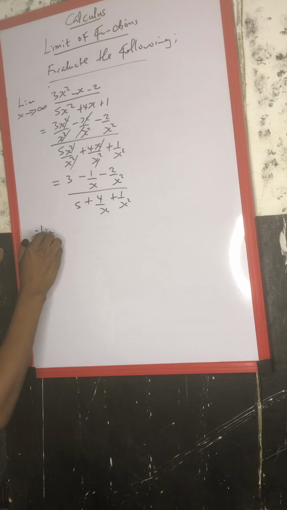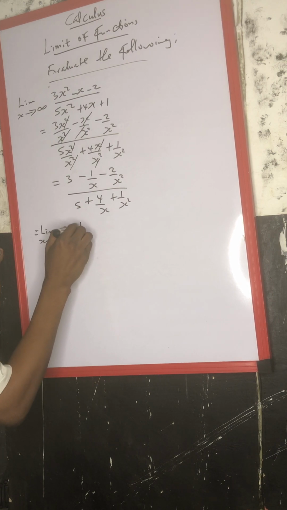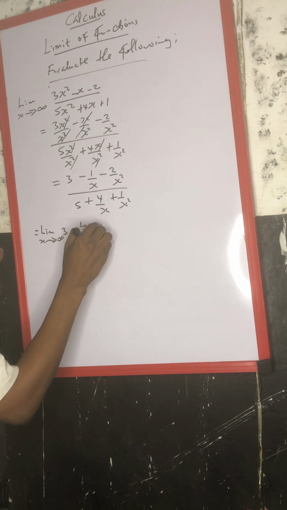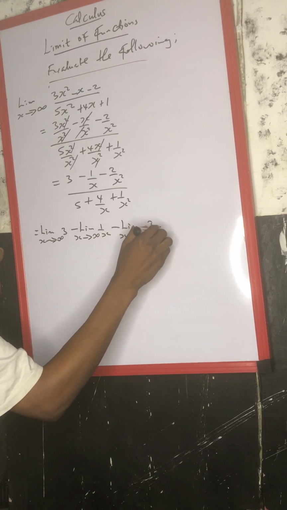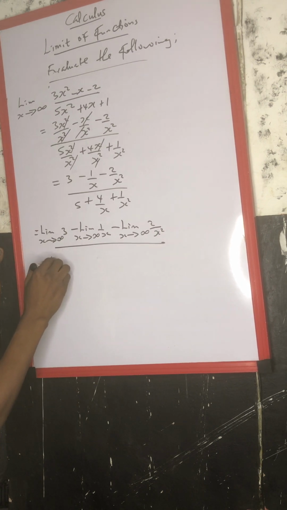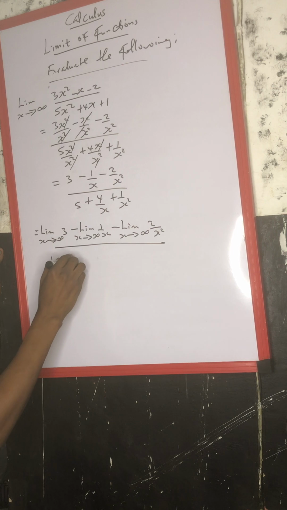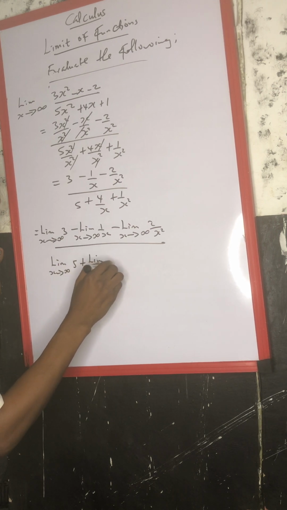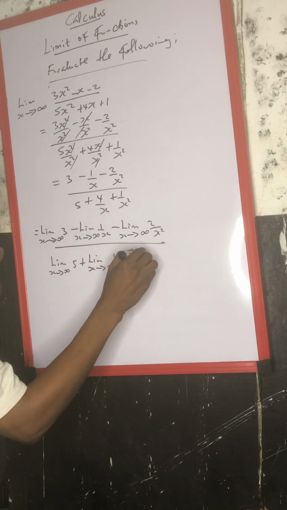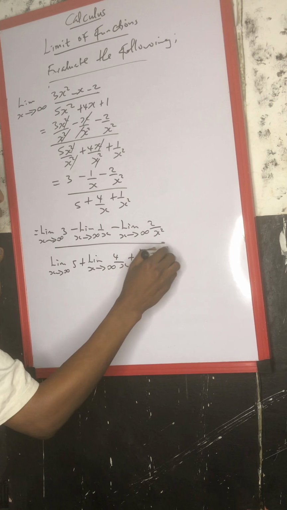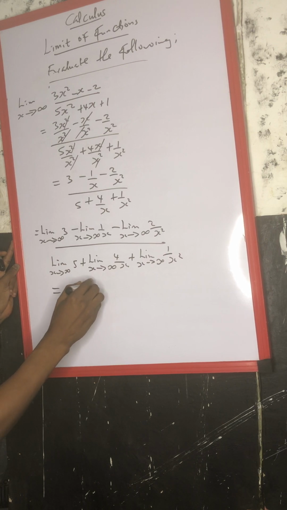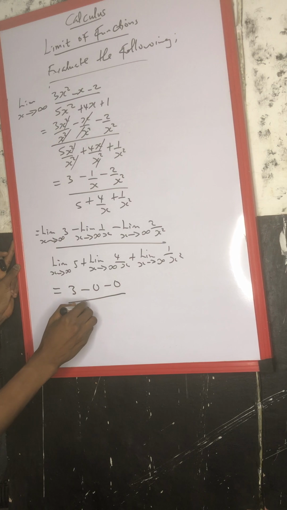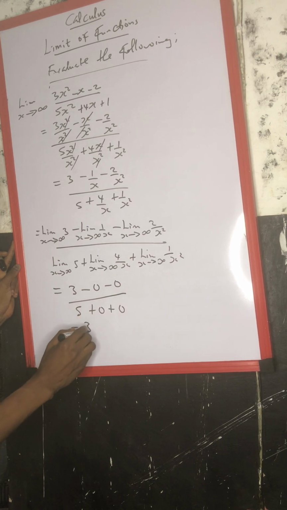So it becomes limit of s approaches infinity 3, minus limit of s approaches infinity 1 over s, minus limit of s approaches infinity 2 over s squared, all over limit of s approaches infinity 5 plus limit of s approaches infinity 4 over s plus limit of s approaches infinity 1 over s squared. From there, the limit of 3 gives you 3, then minus 0, minus 0, all over 5 plus 0 plus 0, which gives you 3 over 5. Again, it's quite similar to what we did before.